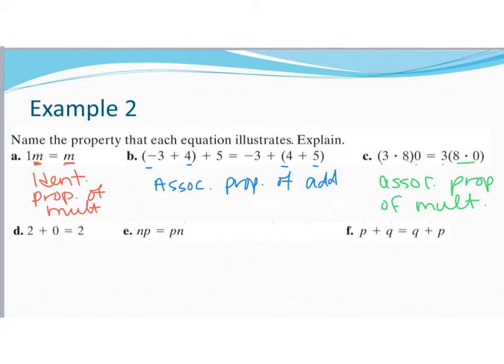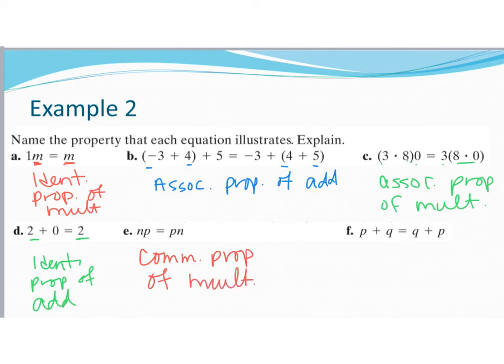Now for part D, we have 2 plus 0 equals 2. So I start out with a 2, I add something to it, and I get 2. So this tells me that I'm maintaining the identity. So this must be the identity property of addition. For part E, we have n times p equals p times n. So we're just changing the order in which we multiply. So this would become a commutative property of multiplication.